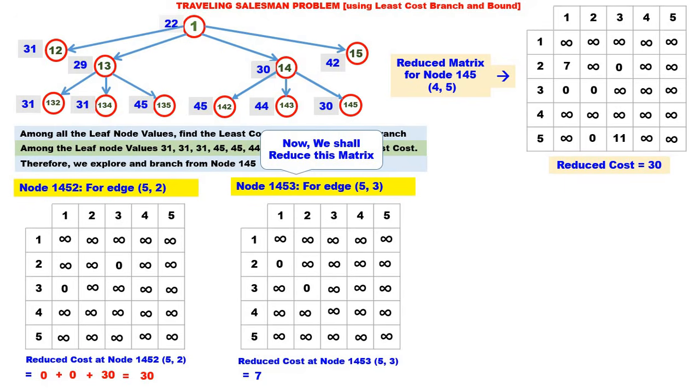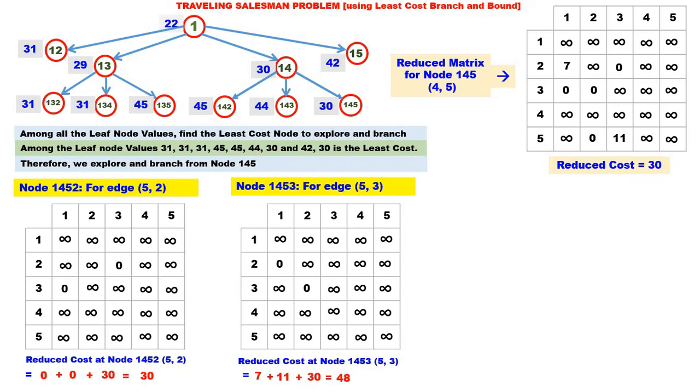Next column. First column, the minimum element is 0, no change. Second column, minimum element is 0, no change. Third, fourth, fifth columns are infinity, nothing doing. Therefore, the total reduced cost for node 1453 is 7. Next, what is the cost of 5, comma 3 in the reduced matrix for node 145? So what is the cost? 5, comma 3? 11. Yes, 11. Plus what is the reduced cost? It is 30. Yes, 30. So it comes to 48.